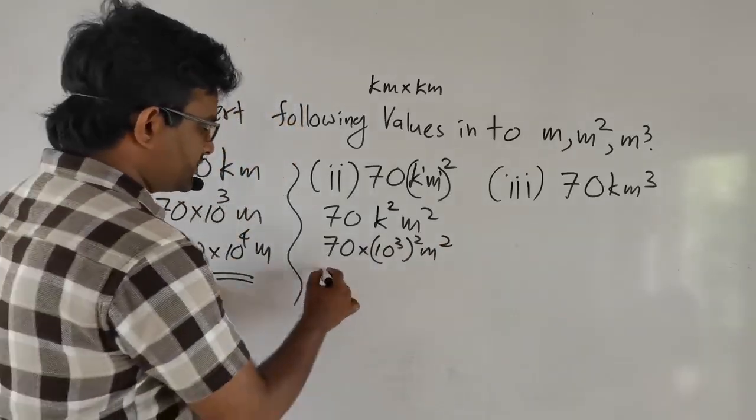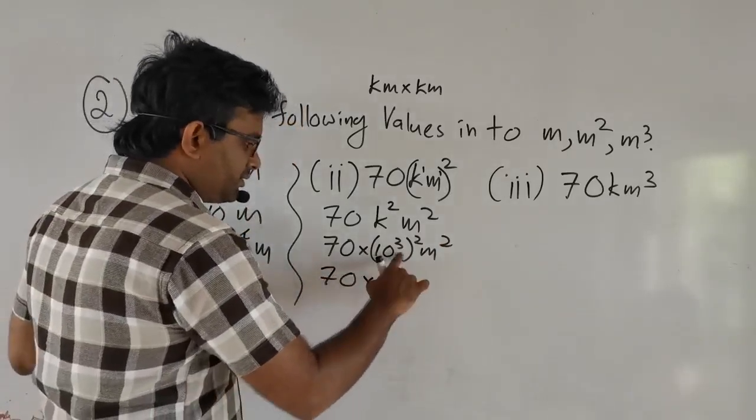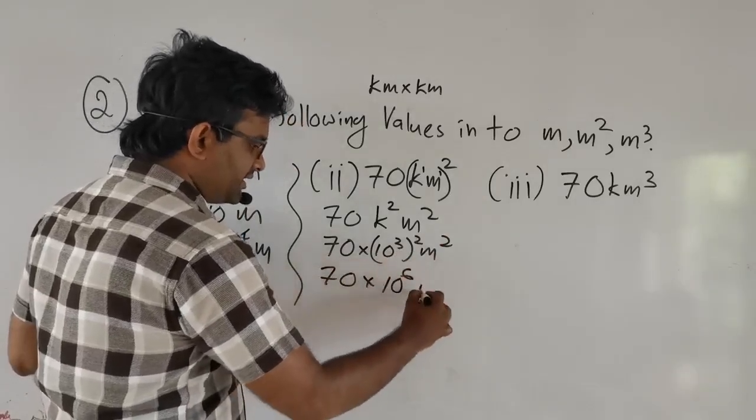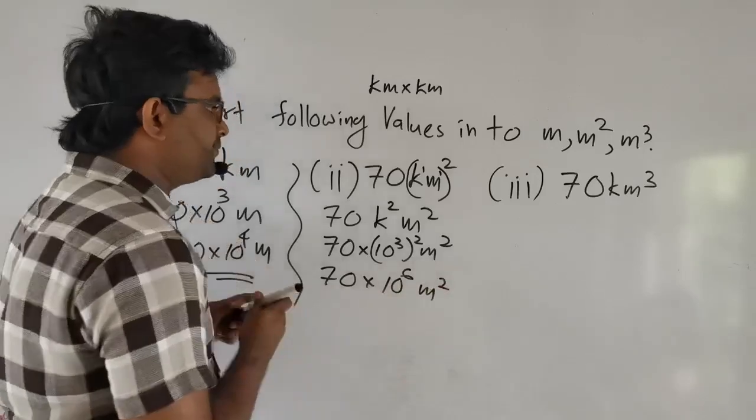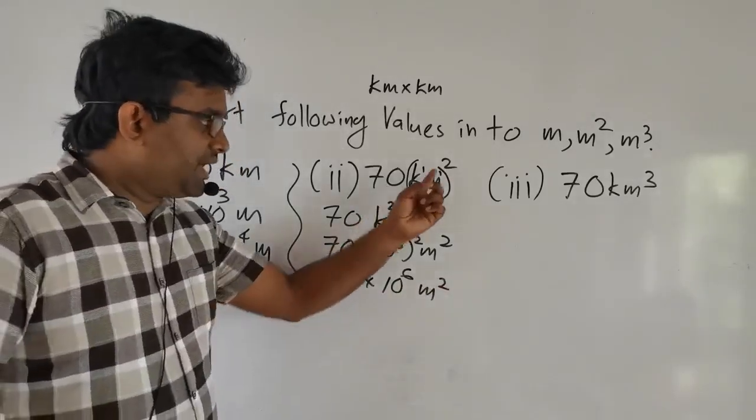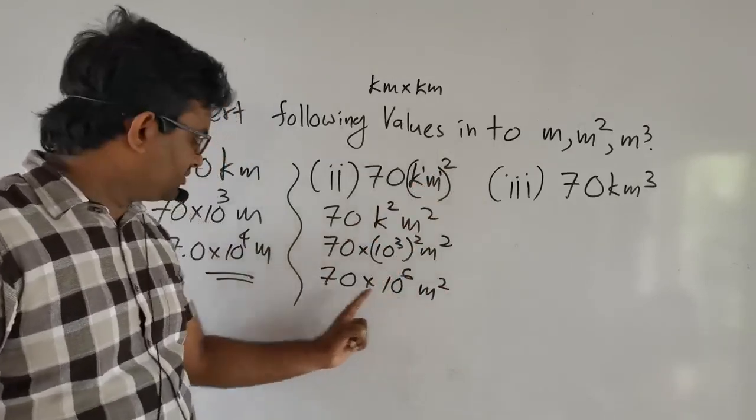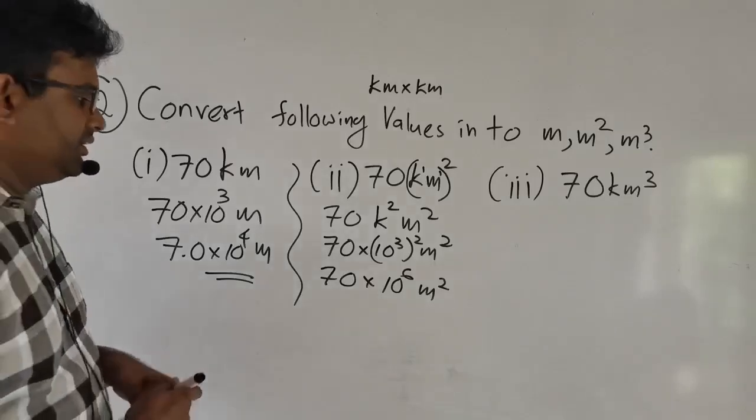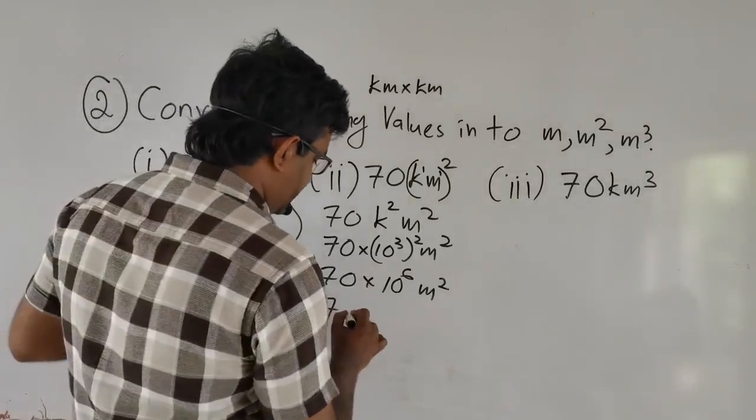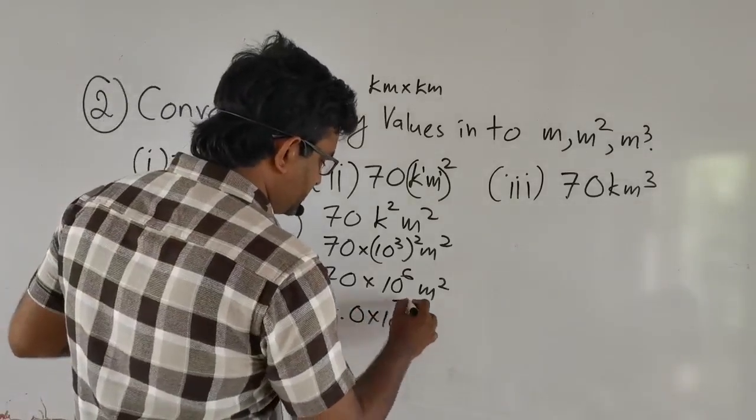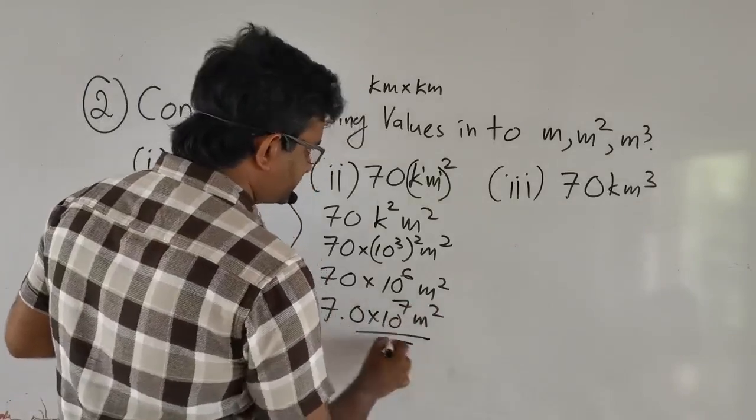So 70 into, that is 10 to the power 6, right? Now you can see that when kilo squared is there, kilometer squared is there, then we got the 10 to the power 6, not 10 to the power 3. Then the final answer is 10 to the power 7 meter square.